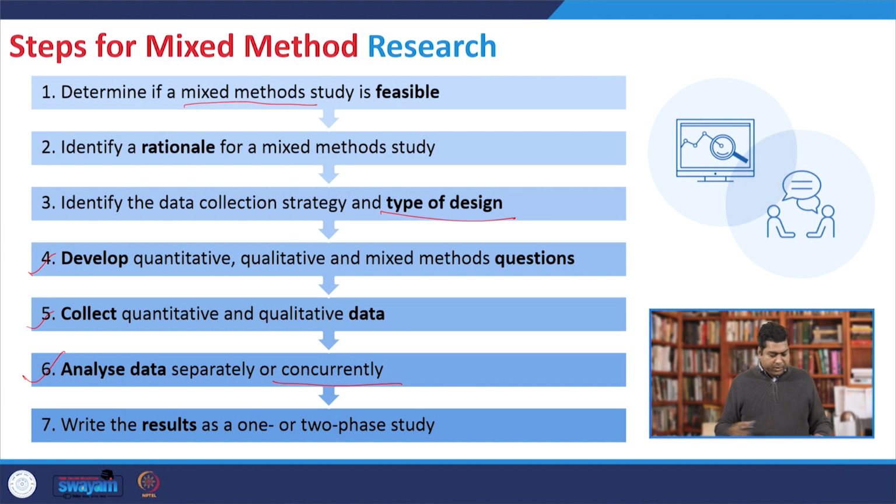After that, the final stage is to write the results as a one or two phase study. So if it is done continuously or concurrently, then it is just one particular result that you are summarizing and integrating. If it is two separate approaches, followed step by step in your research, then you have to write in two phases, obviously.